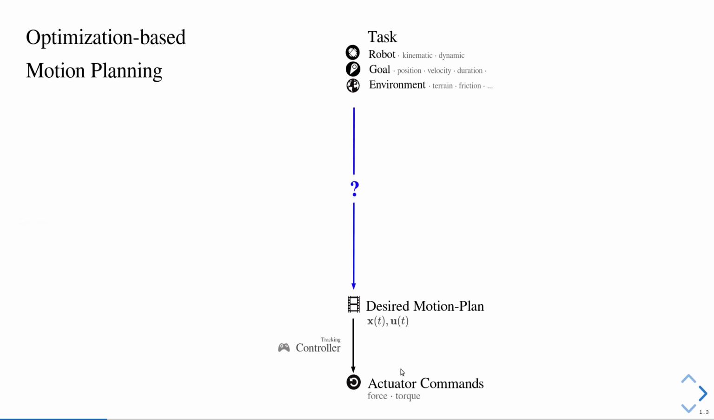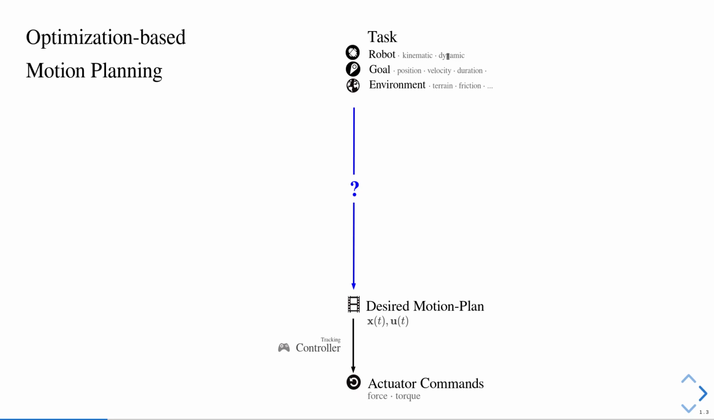So the question now becomes, how do we go from this high-level task to a desired motion plan? And this is what we consider motion planning. It is a difficult task because this high-level task proposes a lot of restrictions, and hand designing a motion that fulfills the kinematic and dynamic restrictions of the robot, reaches the goal state, and at the same time makes sure that the environmental contacts are always fulfilled, is quite difficult.